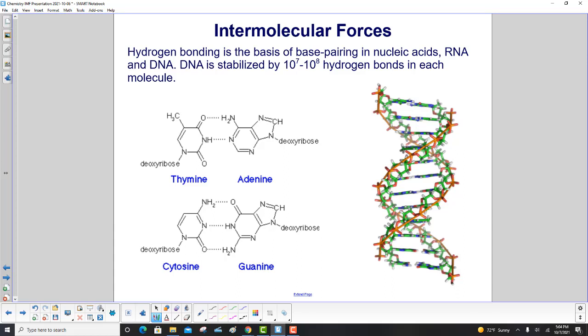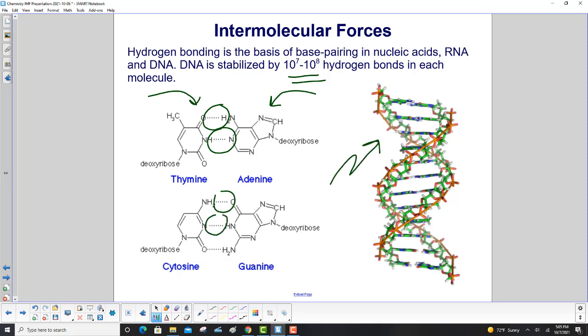Hydrogen bonding is the basis of base pairing in nucleic acids, RNA, and DNA. DNA is stabilized by 10 to the 7th to 10 to the 8th hydrogen bonds in each molecule. What a huge number. So here are your nucleic acid bases, thymine, adenine, cytosine, guanine, and they are stuck together by these hydrogen bonds. So here's a picture of a DNA molecule, and where are the hydrogen bonds? Right in here in the middle, which help hold the two different chains together.